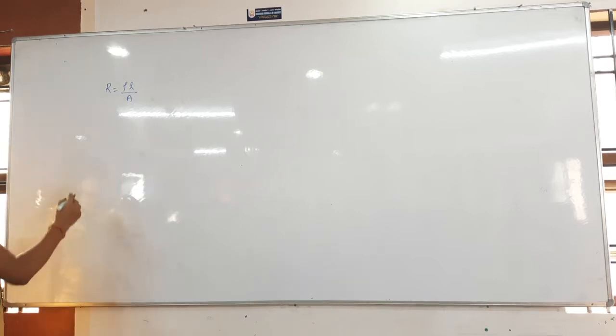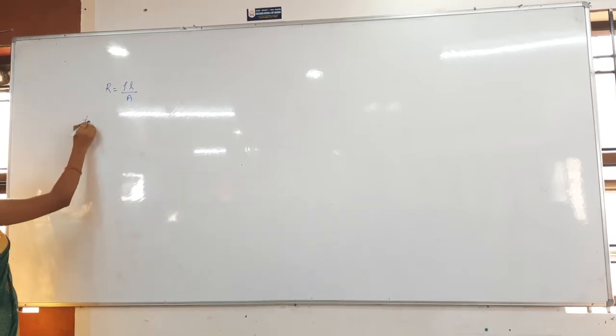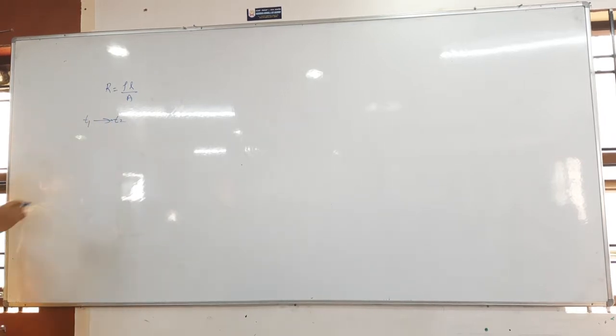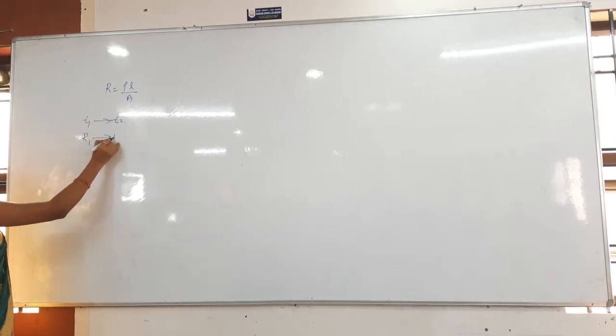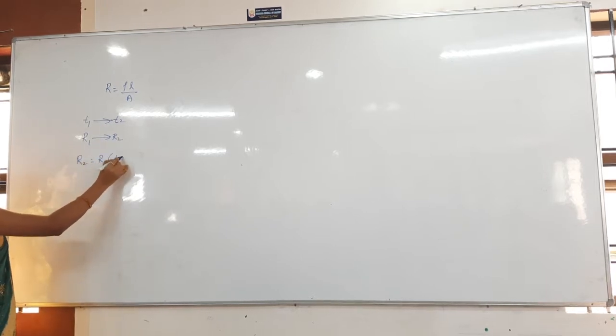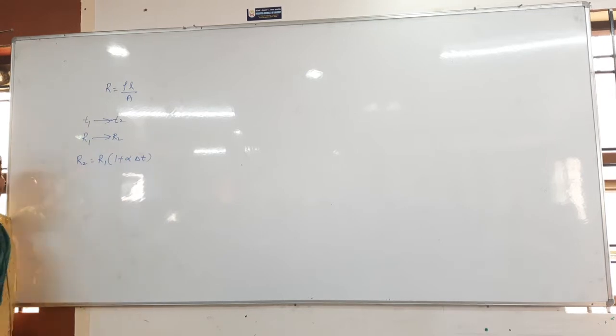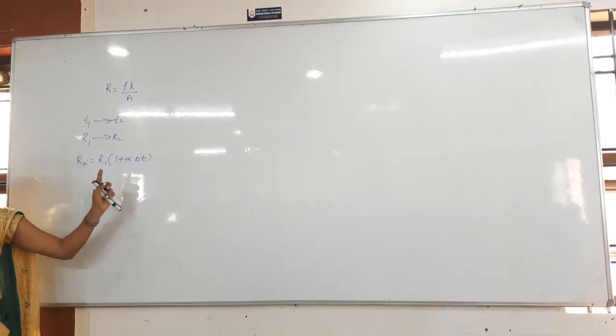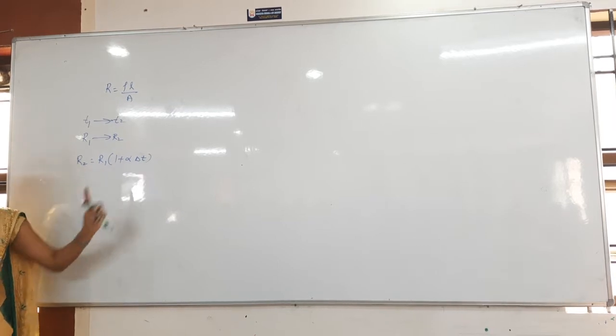Now, after raising the temperature, let me take the temperature changing from T1 to T2. Then the resistance changes from R1 to R2. Then what we got? R2 is equal to R1 into (1 plus alpha into delta T), where delta T gives you T2 minus T1. So R2 is equal to R1 into (1 plus alpha into delta T).